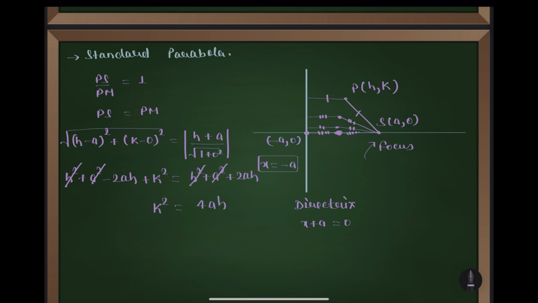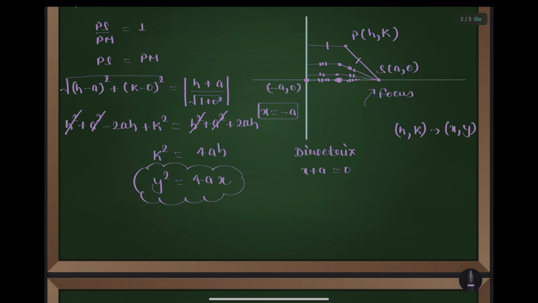Now look at this. You guys have introduced h and k, correct? So you have to remove h and k, means h comma k will be replaced by x comma y, है ना? So in place of k I have to replace y. So can I write y square equals 4ax? So this is your standard parabola. Standard parabola means the parabola which is opening right hand side. Is that okay?